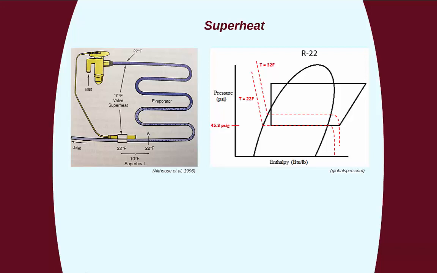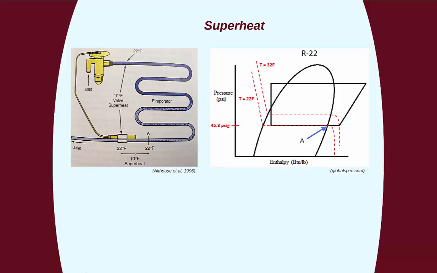Initially, most of the refrigerant is a liquid, represented by the dark blue color in the evaporator. As refrigerant moves through the evaporator, heat is absorbed from the room, causing liquid refrigerant to boil into a vapor. In this image, the light blue area represents R22 in vapor form. While refrigerant is boiling, the temperature remains a constant 22 degrees Fahrenheit. At point A, the final liquid molecule has boiled into a vapor. R22 is now a saturated vapor.